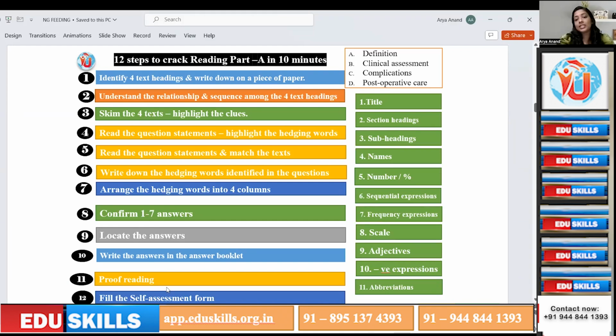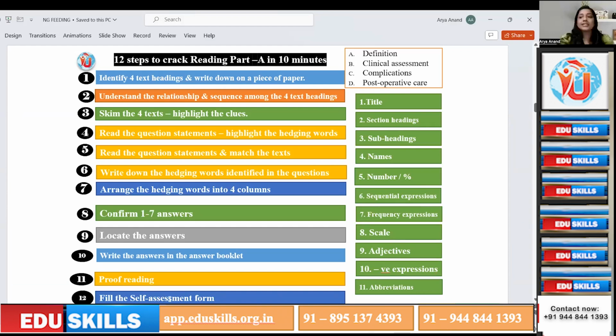You need to write the answers in the answer booklet. Proofreading is a must. You must proofread your reading part A because minor spelling mistakes, they will not accept. They'll consider it a wrong answer, even if it is a single mistake. So be careful when you are writing the answers. If you know the spellings also, you just copy and paste it. Just see and write it.